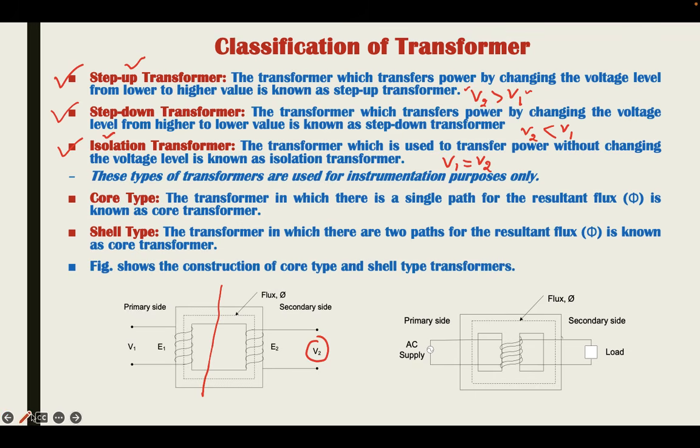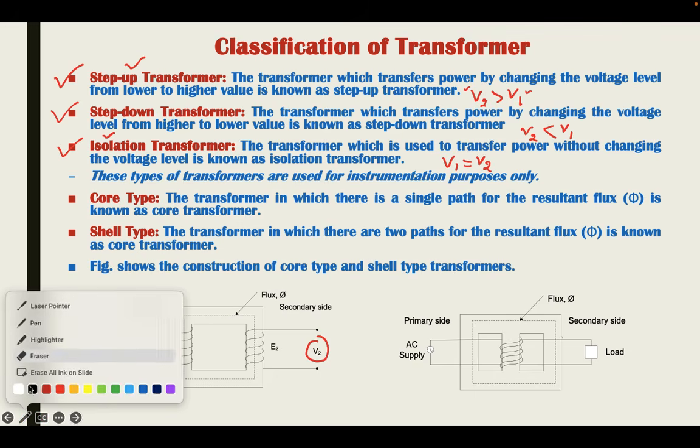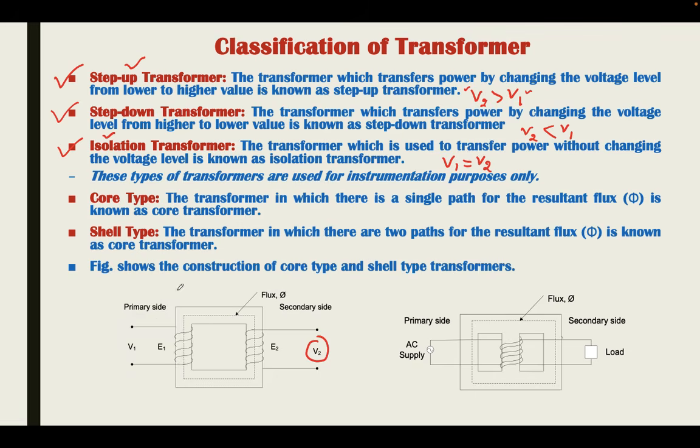Now, as far as the classification is concerned, a transformer can have two types of core. One is the core which has the windings placed separately: one is the primary winding, another the secondary winding. If the individual parts of the winding are placed on individual parts of the core, then it is known as a core type transformer. The transformer in which there is a single path for the resultant flux is known as a core type transformer.